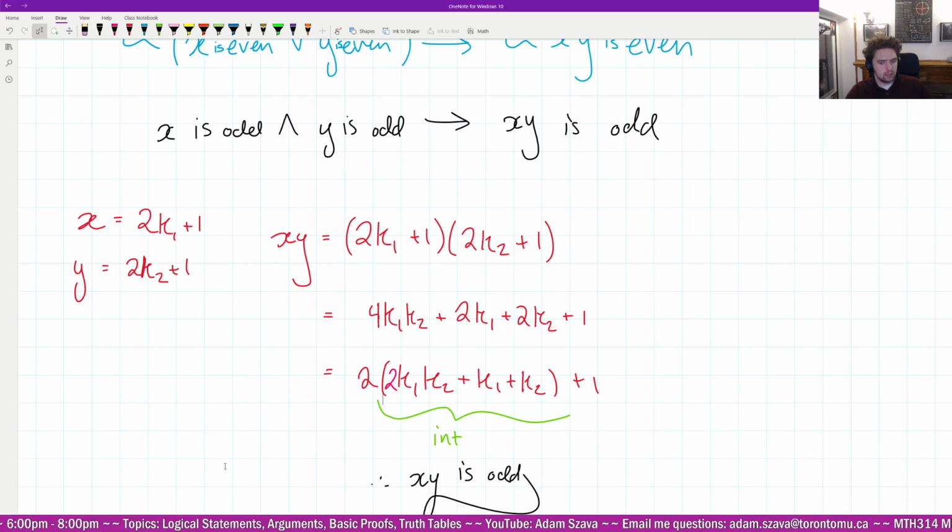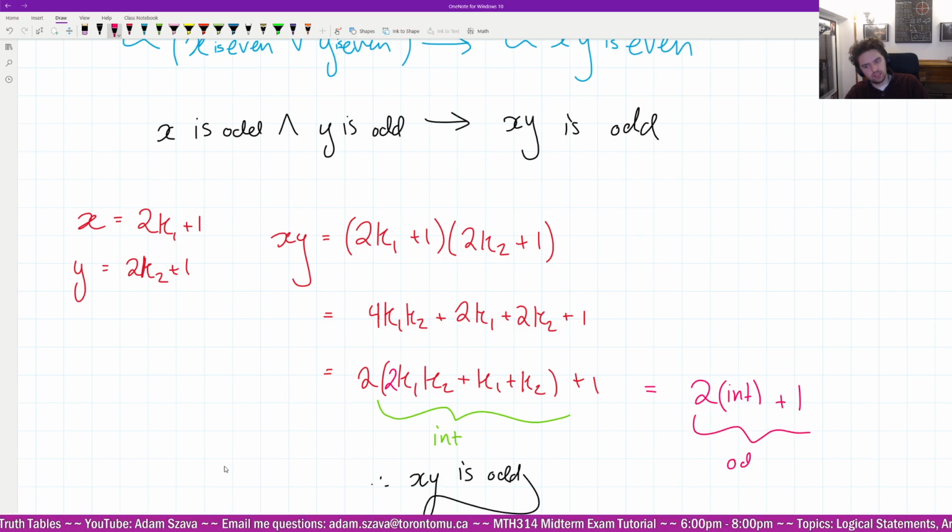Int. Well, the fact that it's an integer doesn't imply it's odd, but the fact that this is written as 2 times some integer plus 1, that's the definition of odd.